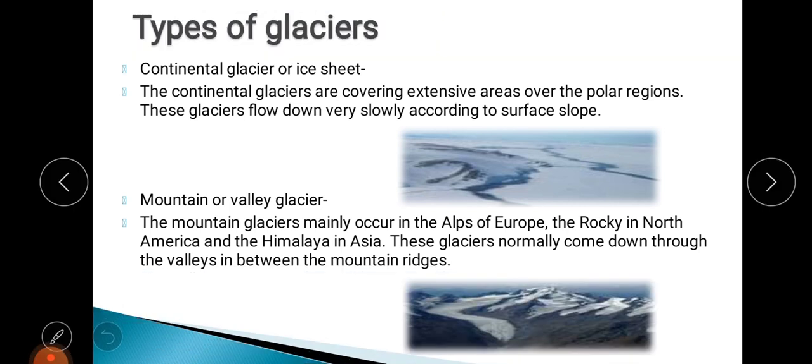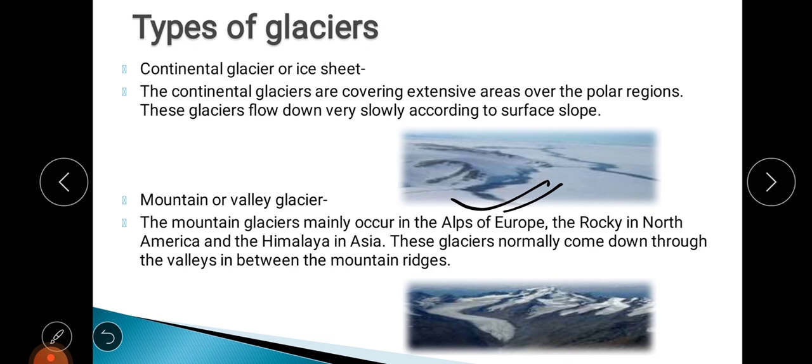So you see here, first is your types of glaciers. Glaciers, as I have already told you, are huge amounts of ice which are found mainly in extremely cold areas, in the polar or in the mountainous areas. Now types of glacier, there are basically two types. First is continental glacier or ice sheets. In this picture, these are continental glaciers. The glaciers are covering extensive, that means large areas, over the polar region. These ice sheets are found in the polar regions, and are spread over a very large area.